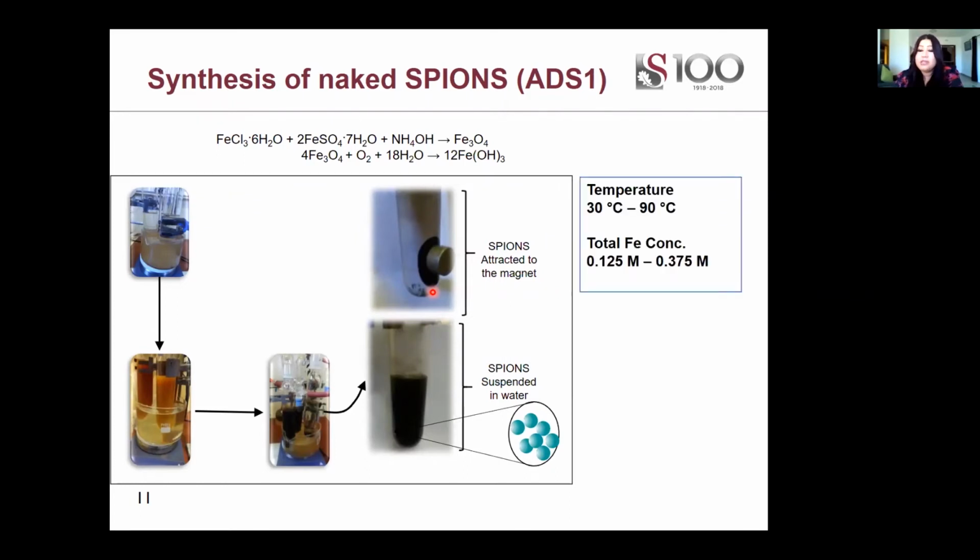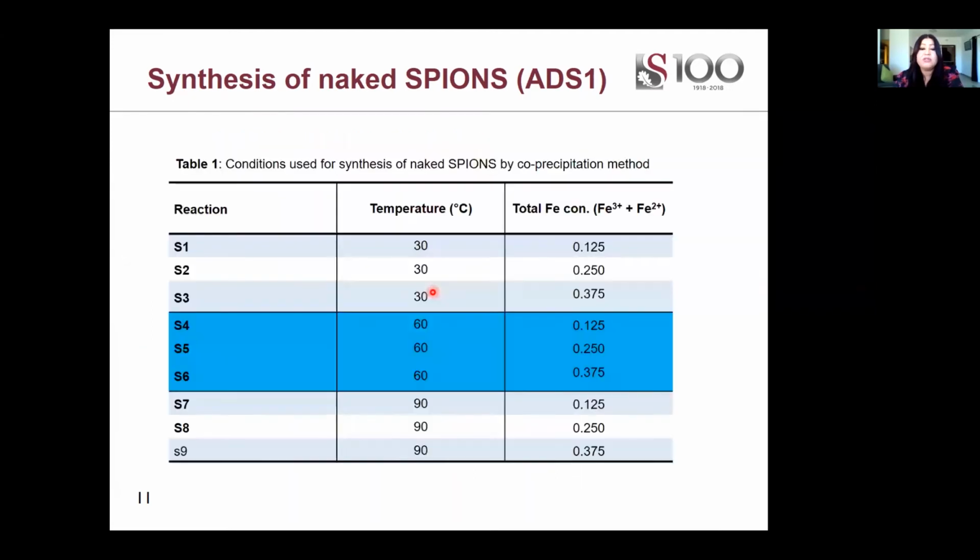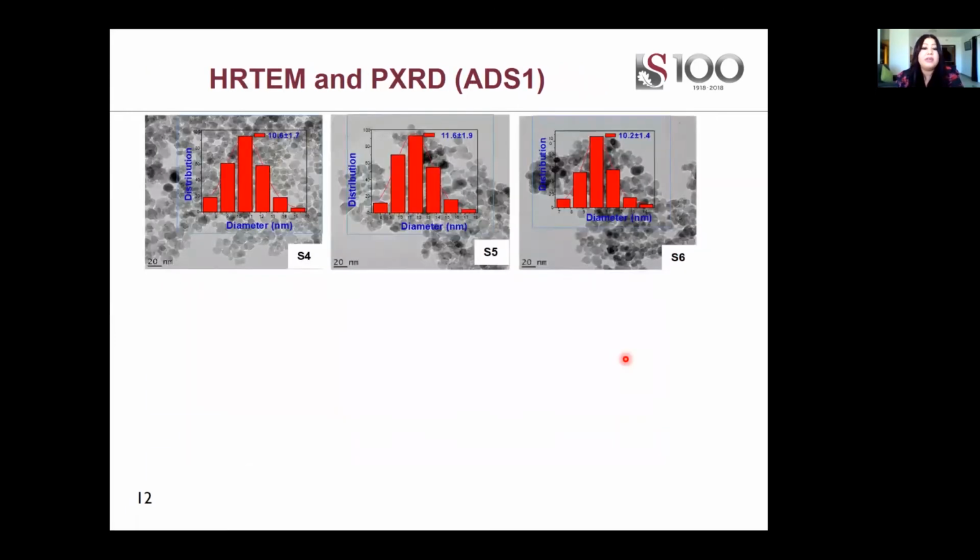So my student did different experiments with temperature and the variation of the ion concentration. And we actually found that at a temperature of 60 degrees Celsius, with all three concentrations, we form the most pure magnetite without any other impurities. And this was confirmed with IR and PXRD. So this is how we continued making these nanomaterials.